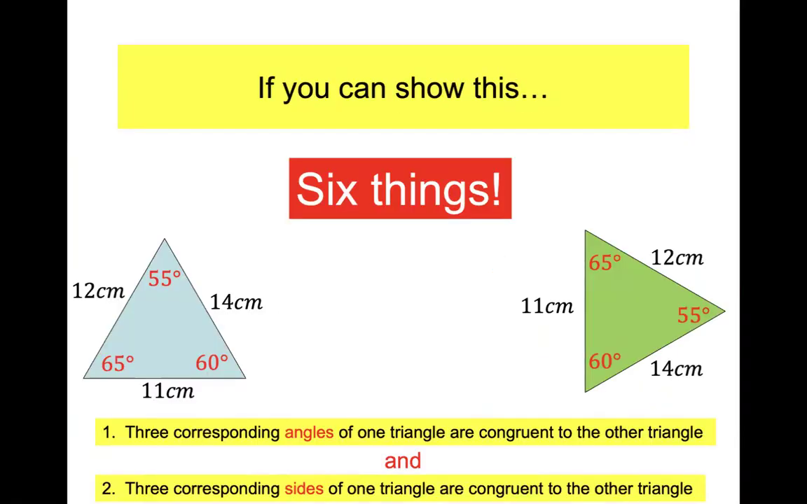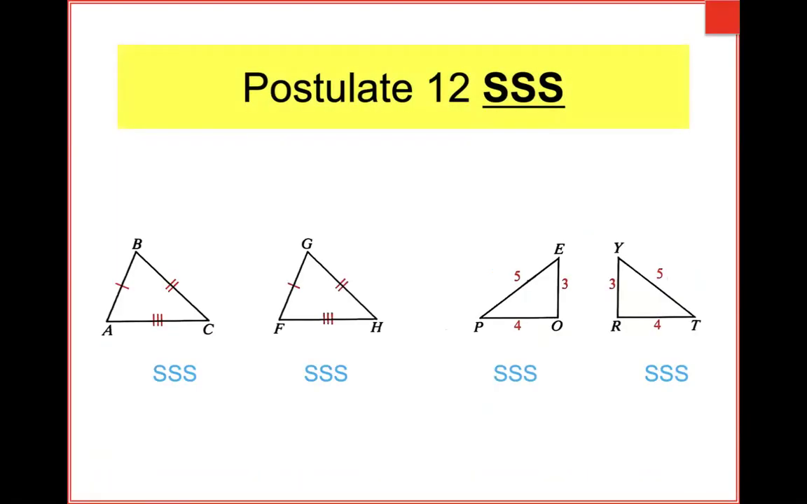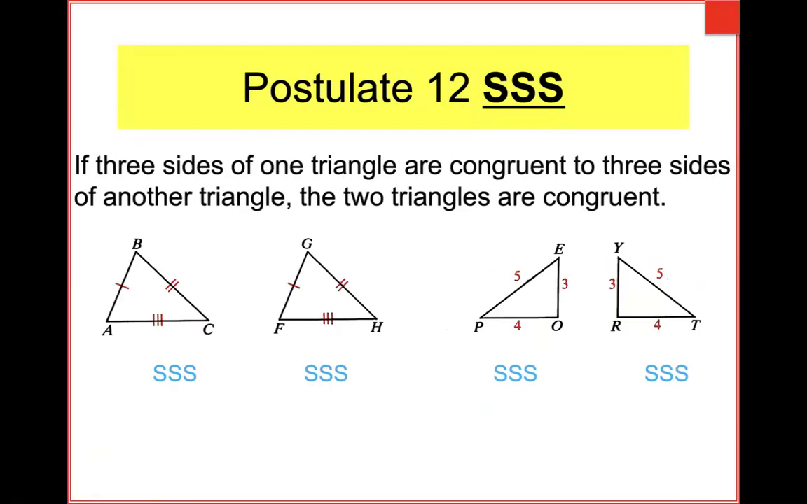So instead of showing six things of one and six things of another, 12 total things, I simply need to show three things. So this is postulate 12. Technically, I guess we just did prove it. You don't prove postulates, but I kind of walked you through the logic of it. So make sure this is our first silver bullet. If three sides of one triangle are congruent to three sides of another triangle, then the two triangles are congruent. So we're going to call this the SSS.